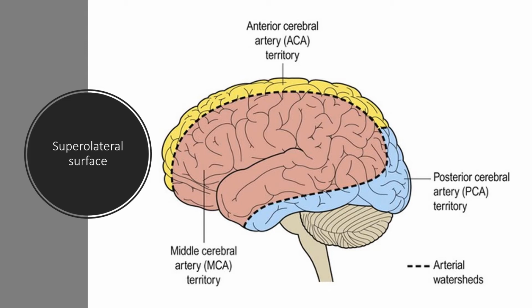A narrow strip of the cortex adjoining the superomedial border up to the parieto-occipital sulcus is supplied by the anterior cerebral artery. The upper parts of the primary motor and sensory areas lie in this region. And a narrow strip along the lower border of the temporal lobe, excluding the temporal pole, and the occipital lobe are supplied by the posterior cerebral artery. The posterior parts of the visual area lie in this area.